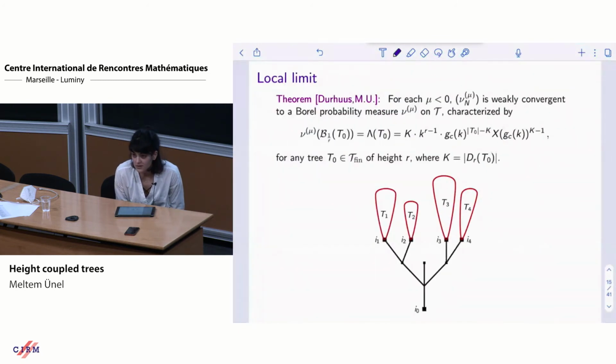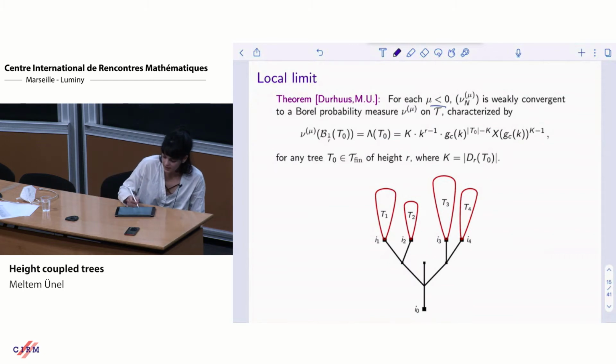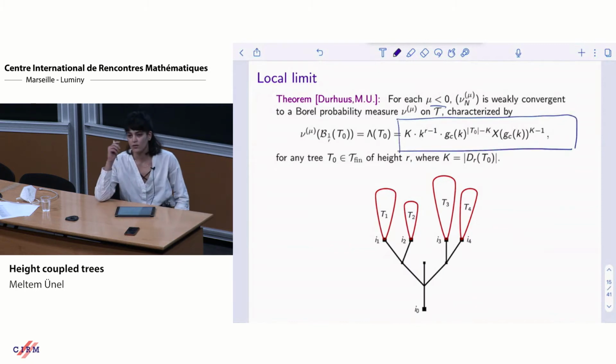So here comes the main theorem in this case, that for each mu smaller than 0, these finite size height-weighted probability measures converge weakly to a probability measure on T. And it is characterized by this equation here. Okay, let's just take 1 minute to look at this equation.